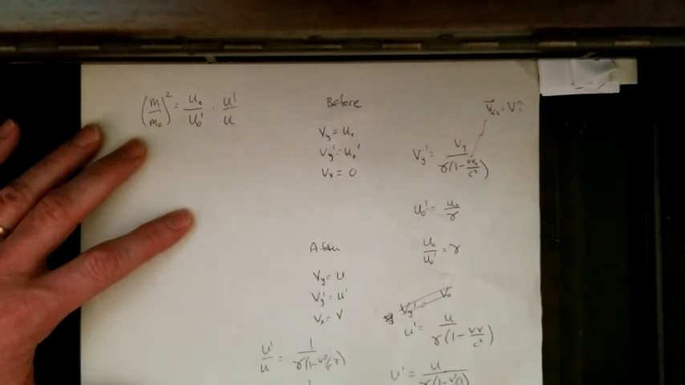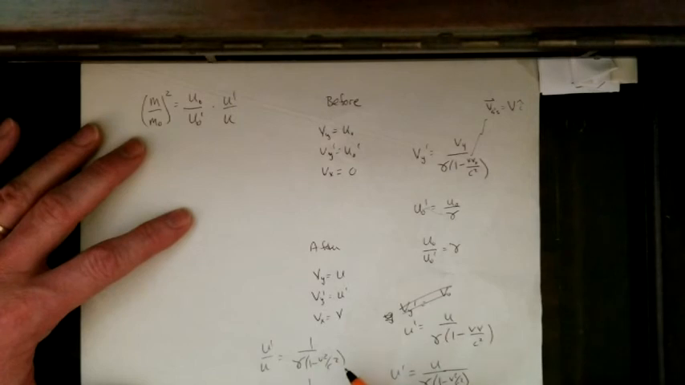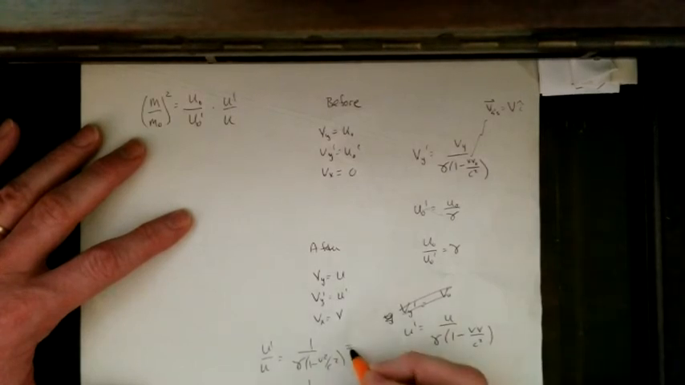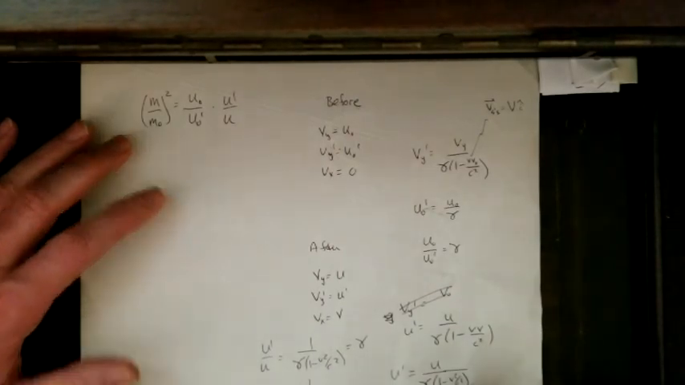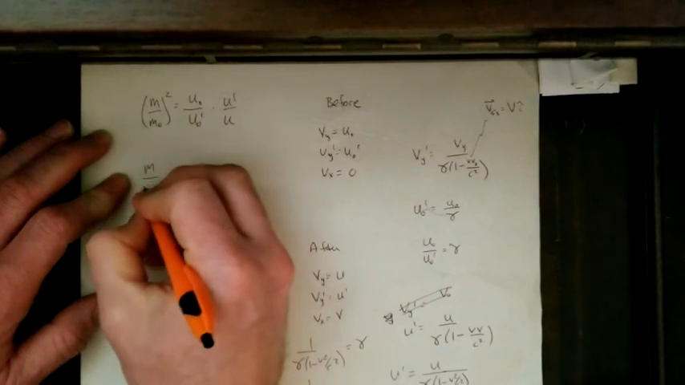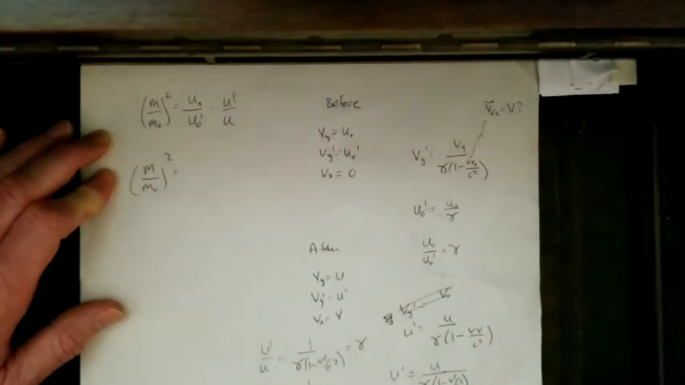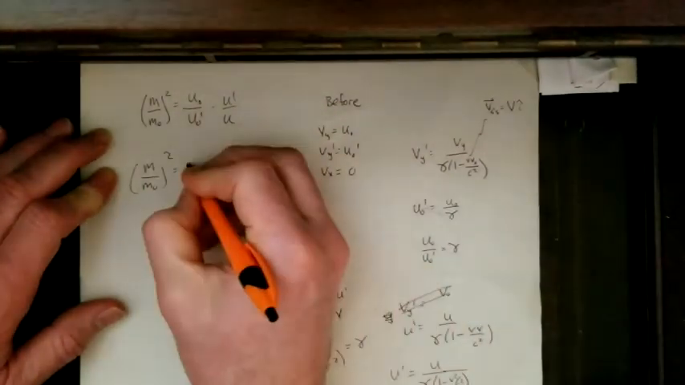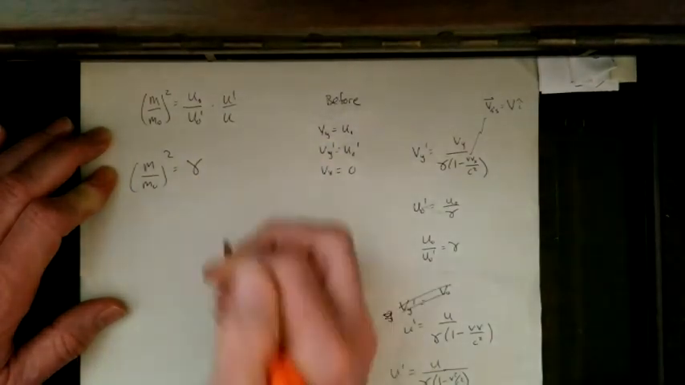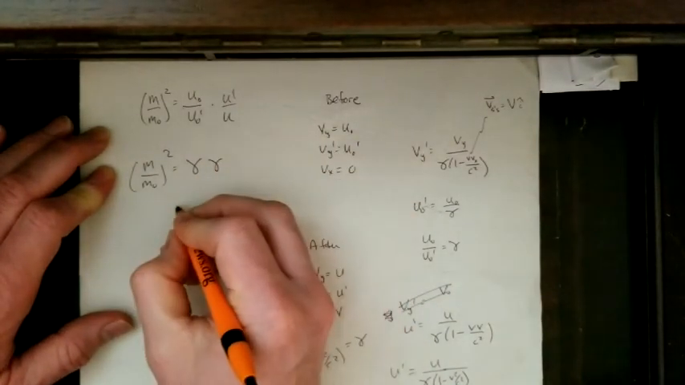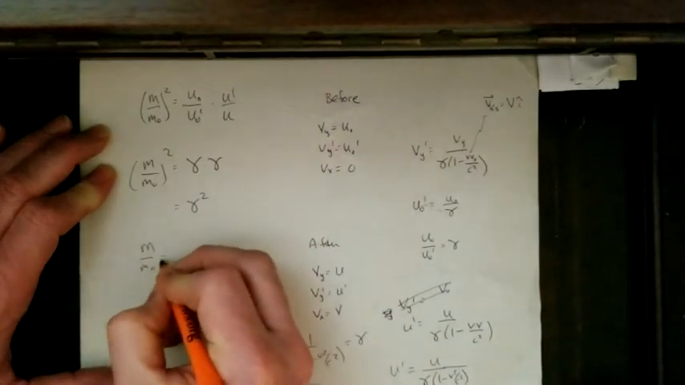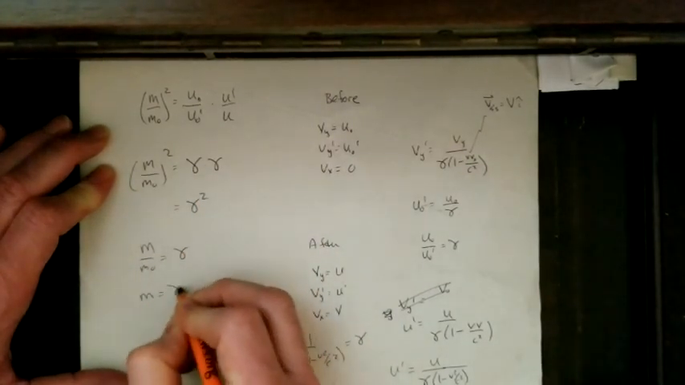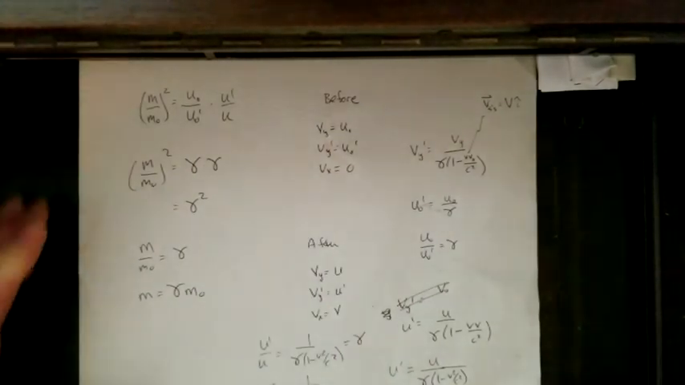So therefore this is equal to gamma. So over here we have m over m naught squared equals gamma times gamma, which is gamma squared. Therefore m over m sub naught equals gamma. Therefore m is equal to gamma m sub naught.